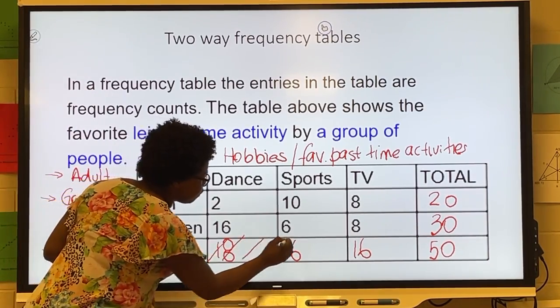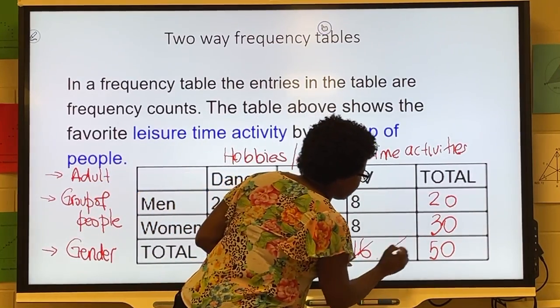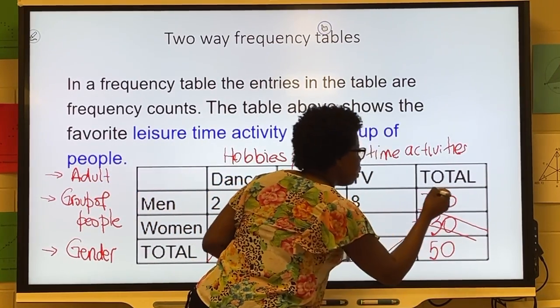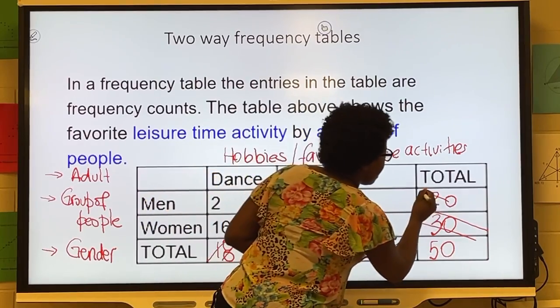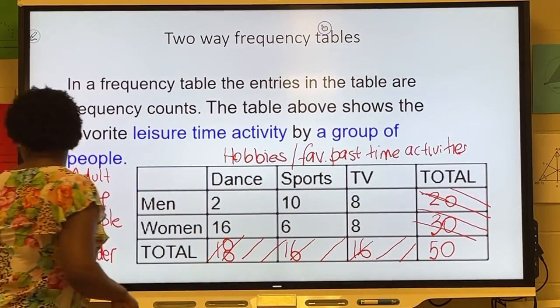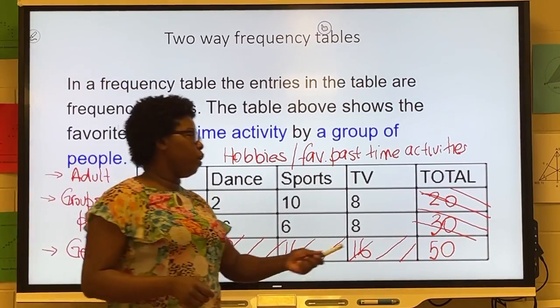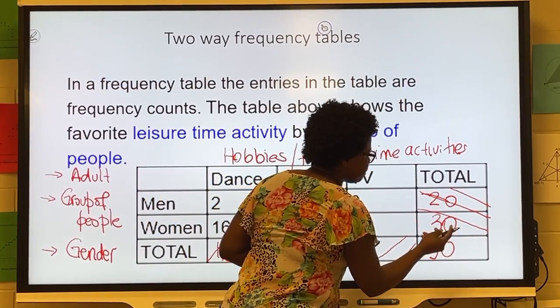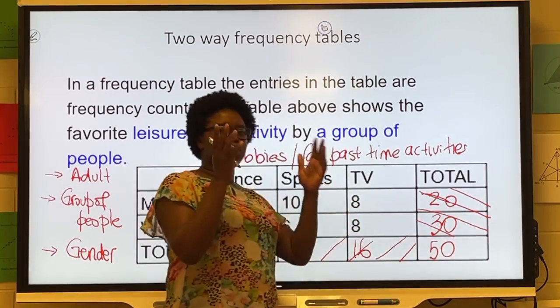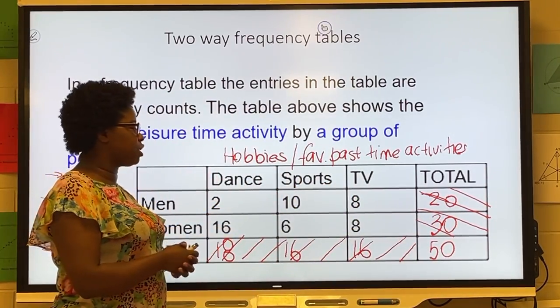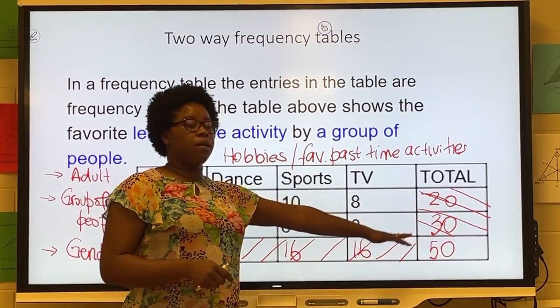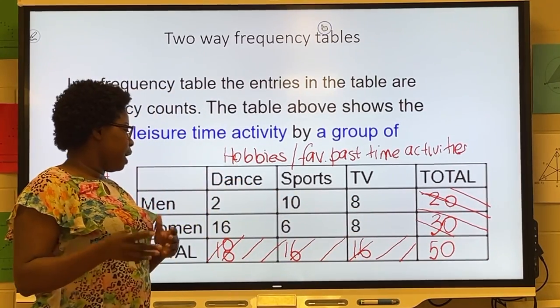So your marginal frequency is the total for the columns and the total for the rows. And that's considered to be your marginal frequency. We don't add the 50 in it because the 50 is a total for everyone in the population. So these are considered to be your marginal frequency.